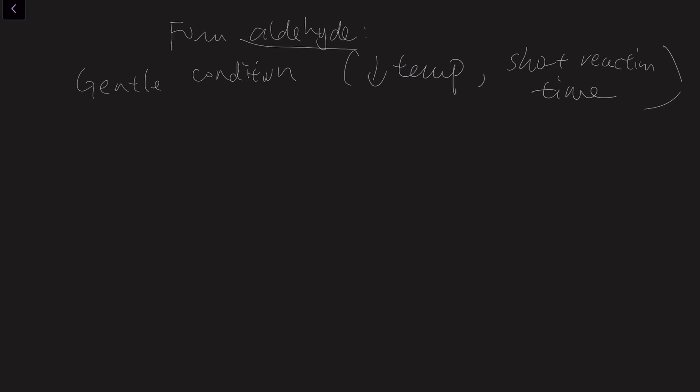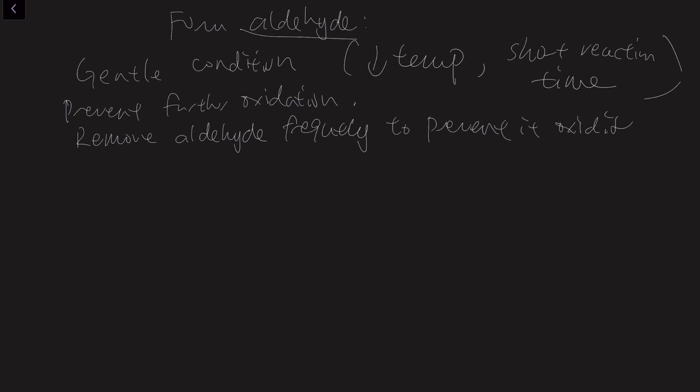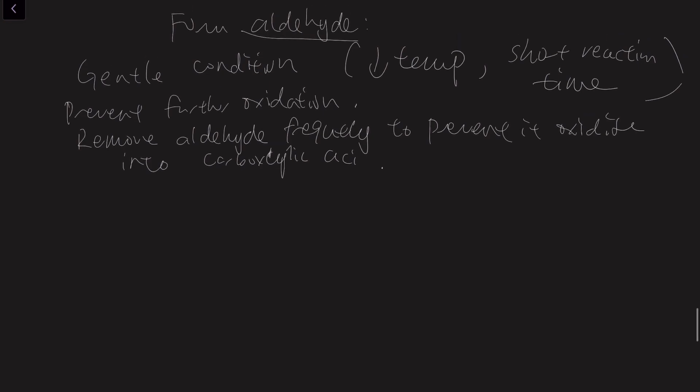This really helps to prevent further oxidation. So we need to remove the aldehyde frequently to prevent it from oxidizing into carboxylic acid. Because the final product of oxidation, even under gentle conditions, will still be carboxylic acid.